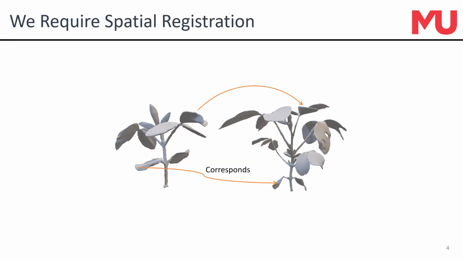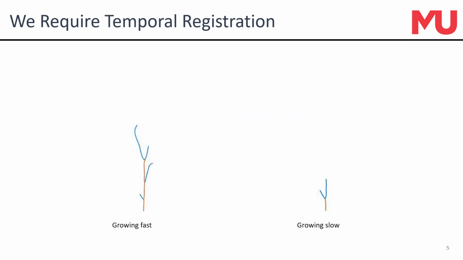Prior to performing any statistics on a 4D tree-shaped dataset, we require spatial registration. It means which branch of a 3D shape corresponds to which one in the other. Then we also require temporal registration to align two growing 4D shapes at the same growth rate and pattern.